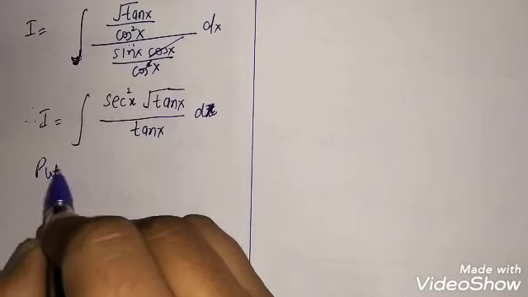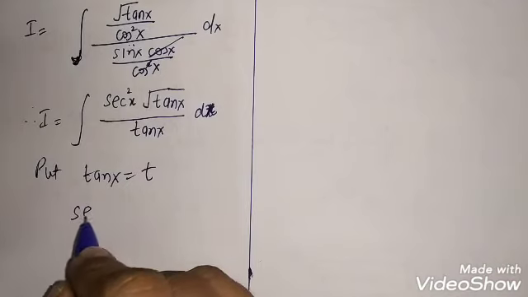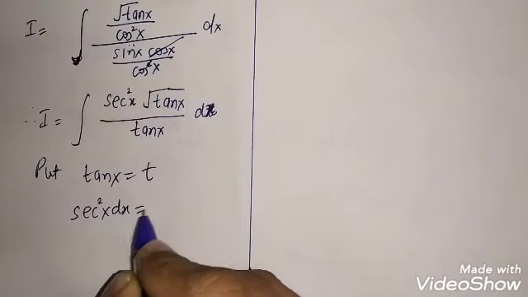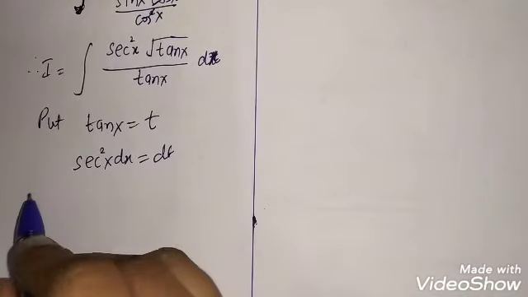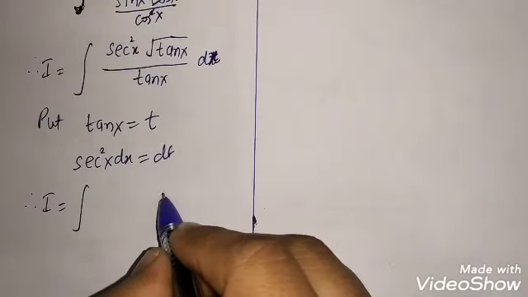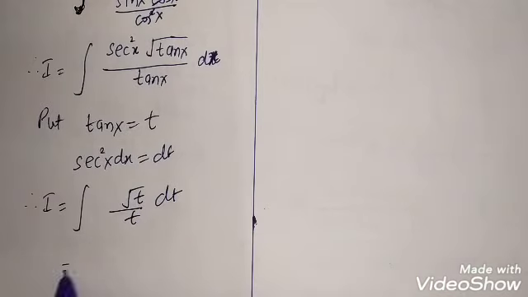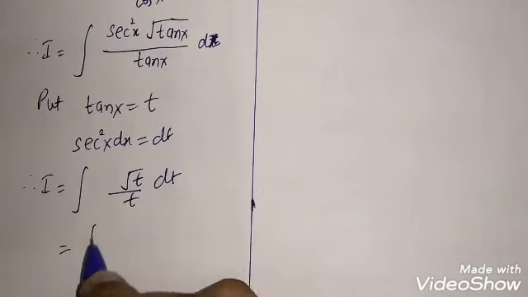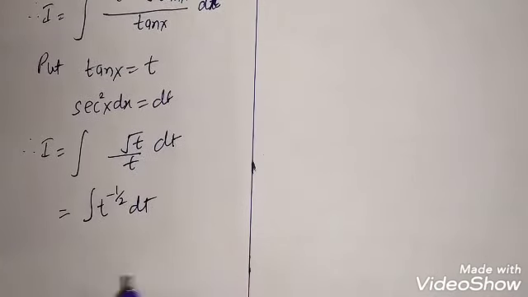Put tan x to be t. So secant square x dx is equal to dt. Very easy. The integrand is secant square x dx is dt. I am taking it outside, root t upon t. This is t to the power minus 1 upon 2 dt. Easy, very easy. T to the power 1 by 2 upon 1 by 2 plus c.